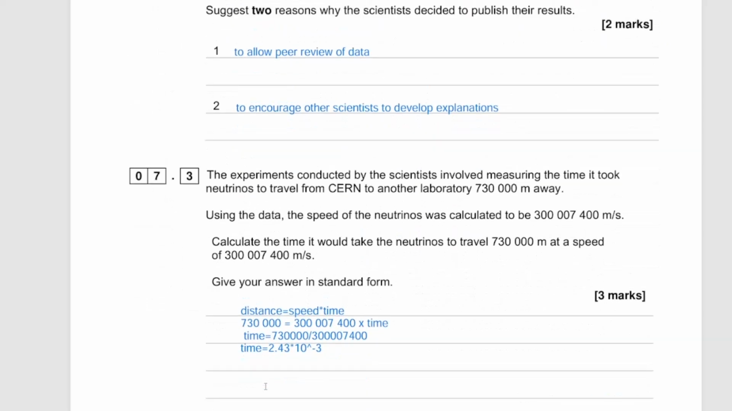Now what we need to do for this is we just need to do distance equals speed times time, and then do some simple rearranging to get time equals 730,000 over 300,007,400, which equals 2.43 times 10 to the power of minus 3.